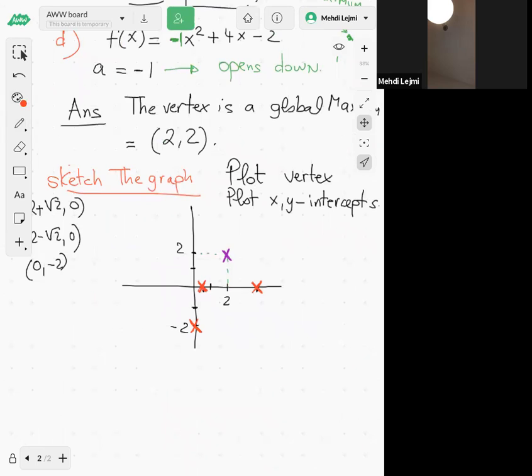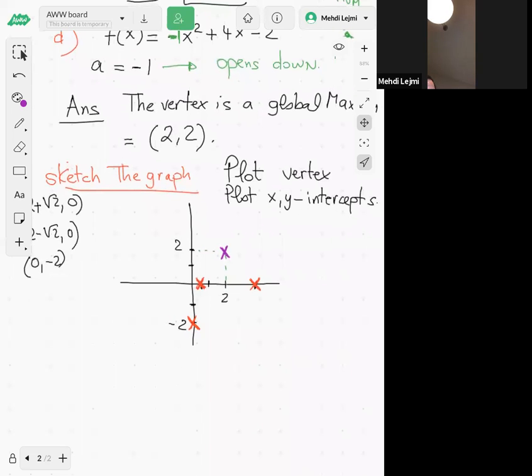You start from the vertex. You always start from the vertex, okay? And of course, this parabola opens down, right? So you start from the vertex and you go all the way down. But of course, you have to join your x-intercept. So here's my x-intercept, and I'm going to go all the way down. And on the other side, the same thing, I'm going to go all the way down, but I'm going to join my points here, my x-intercept and my y-intercept. Okay?